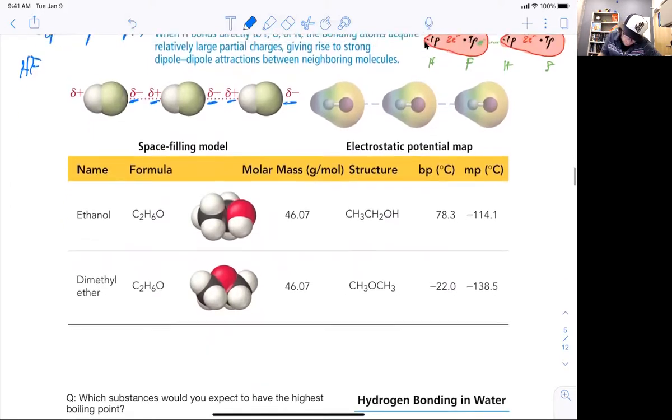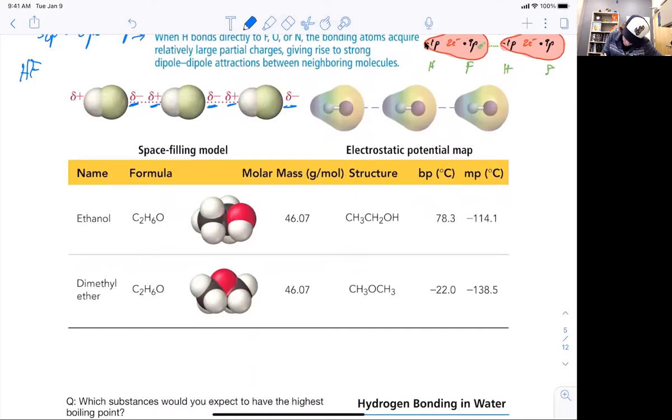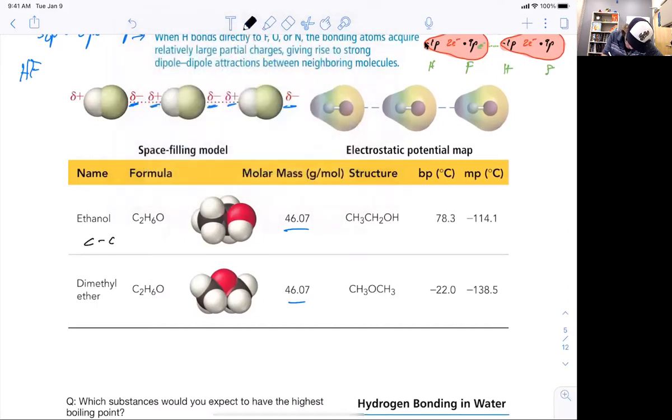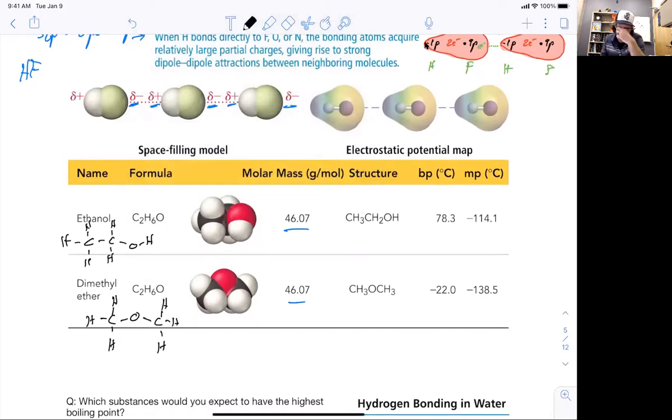And so here's two different molecules. They have the exact same molar mass. One of them, I don't know why they didn't show the Lewis structure here. Ethanol has an OH, so it's CH3, CH2, OH. Dimethyl ether does not have an OH. The oxygen is connected to two different carbons. So there is no OH here. So even though they have, I guess they kind of showed it over here.